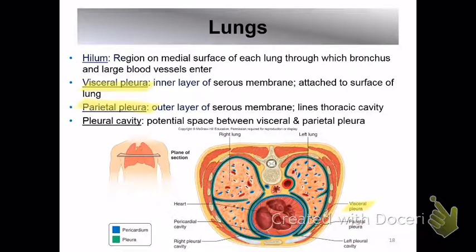So it's not touching, but the visceral pleura and the parietal pleura have this oily substance in between them so they can slide as your lungs inhale and exhale, just like the heart. It's a serous fluid, so that as the lungs expand, the visceral pleura and the parietal pleura rub together and it doesn't hurt. If you ever have an infection in those pleural membranes, it hurts. It's like friction every time the lungs inhale and exhale.